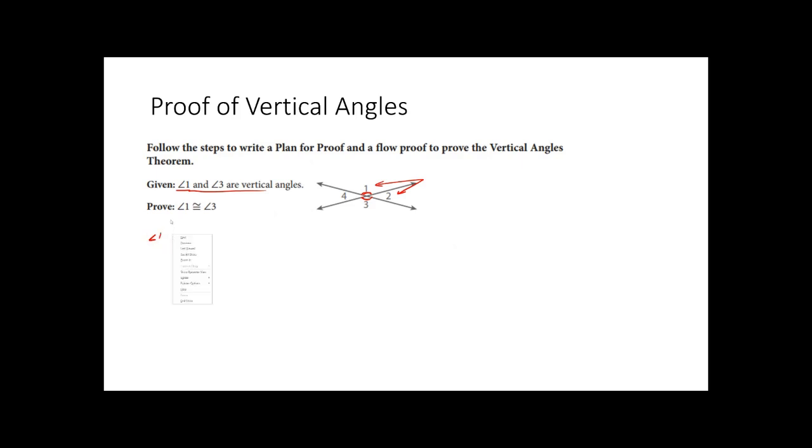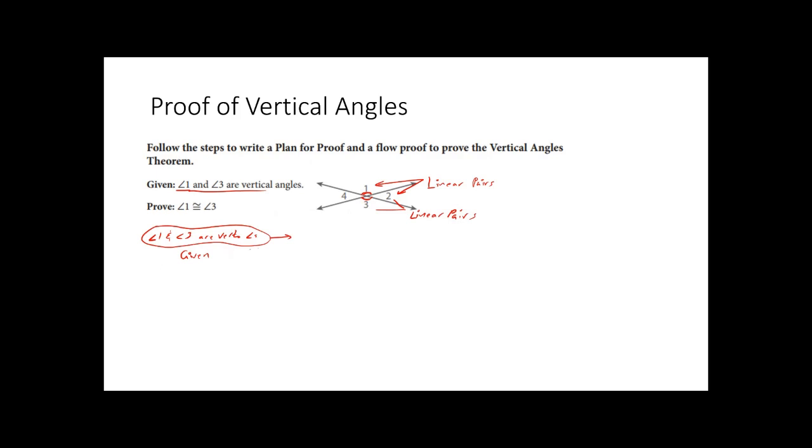Angle 1 and angle 3 are vertical angles. Okay, and that was given. And then after that, there are two situations that happen here. Angle 1 and 2, again, are linear pairs. That's interesting. Well, isn't angle 2 and 3 also another pair of linear pairs, right?